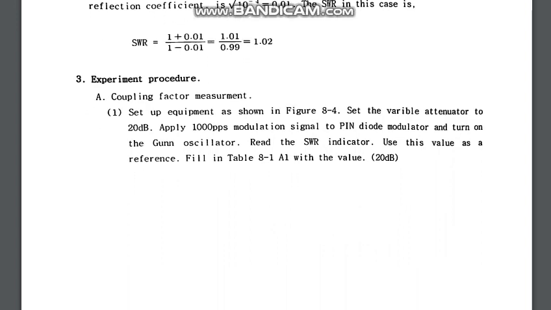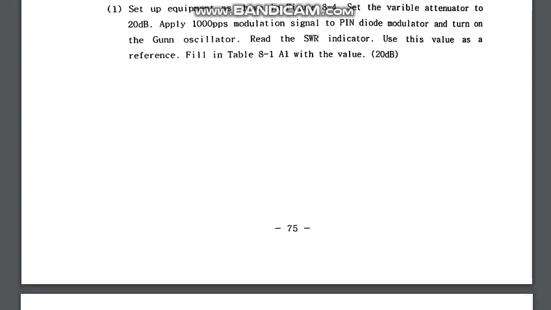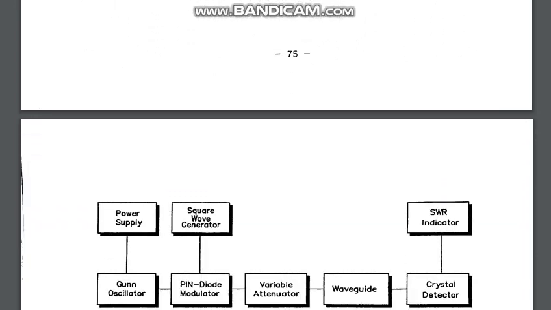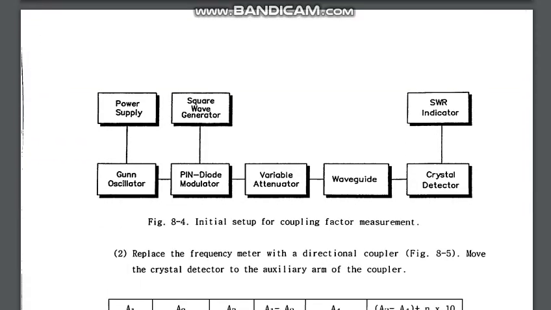That is the SWR calculation through the reflection coefficient. The experimental procedure for the coupling factor measurement is as follows. We have to set the variable attenuator to 20 decibels and apply a 1000 pps modulation signal to the PIN diode modulator, turn on the Gunn oscillator, then read the SWR indicator value as a reference and fill the table. That is the initial setup for the coupling factor.